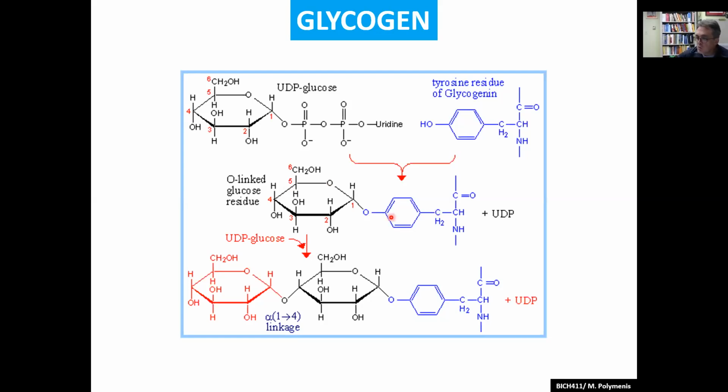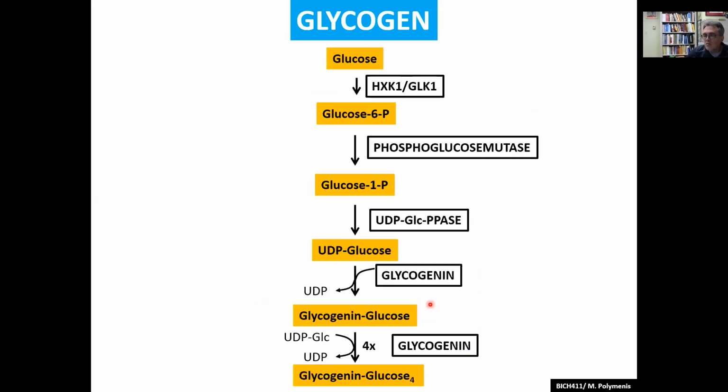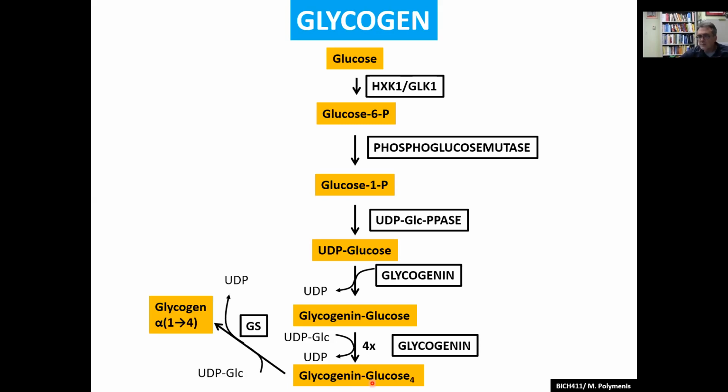You keep doing this. You do this 3 more times, and you extend by extra residues, extra monomers of glucose. So you end up with 4 in the end. On this tyrosine, you have a short chain of 4 glucose molecules. Every time, again, UDP glucose comes in, another UDP glucose, another one, and another one, and you have 4 on glycogenin. On 1 tyrosine, and it's a dimer, so you do this twice. And then you end up with glycogenin that's glycosylated.